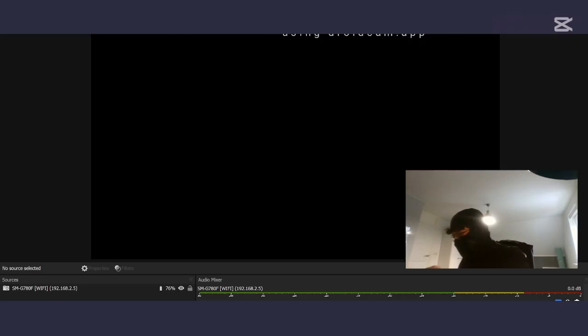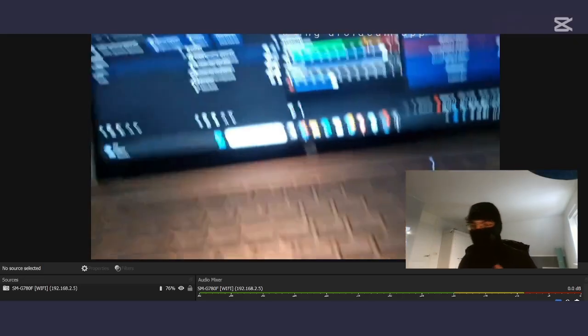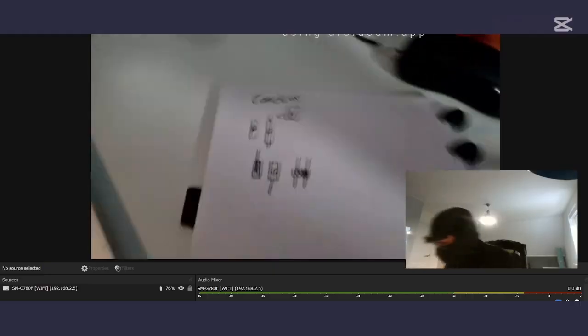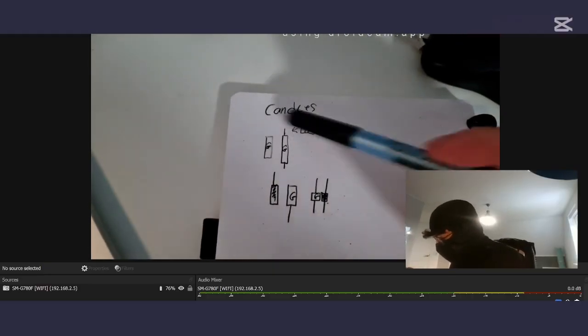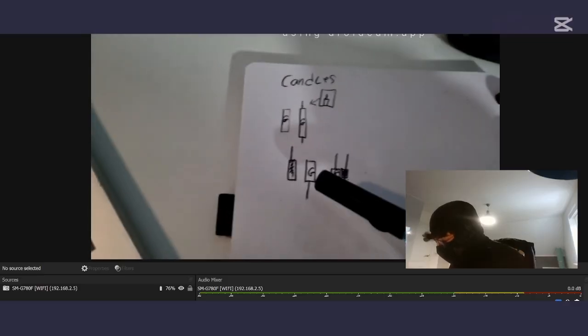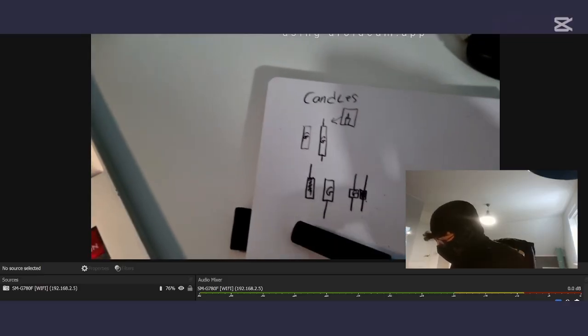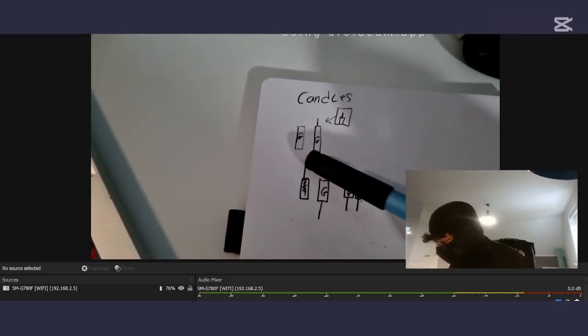It's probably gonna be an interesting way to film a video, but I don't really have another way. So as you can see over here, I have explained the candles. Over here you have normal candles I just explained. This is the candle wick. As you can see, this is a red candle, means it went down. And this is the wick of it.